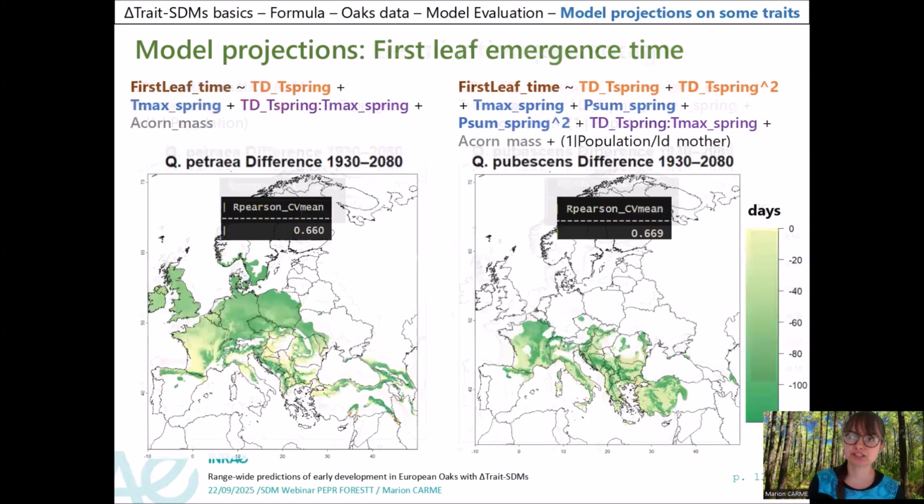Here you can see the projection for a phenological trait, which is first leaf emergence time. It's exactly the same pattern, with sessile on the left, pubescent on the right. Here you can see that first leaf time depends on a trait also, not only on the climate. It's in gray and it depends on acorn mass. What we see here is that overall warming really decreases first leaf emergence time, sometimes up to 120 days in some areas, which is expected because temperature accelerates physiological processes, especially phenological ones.